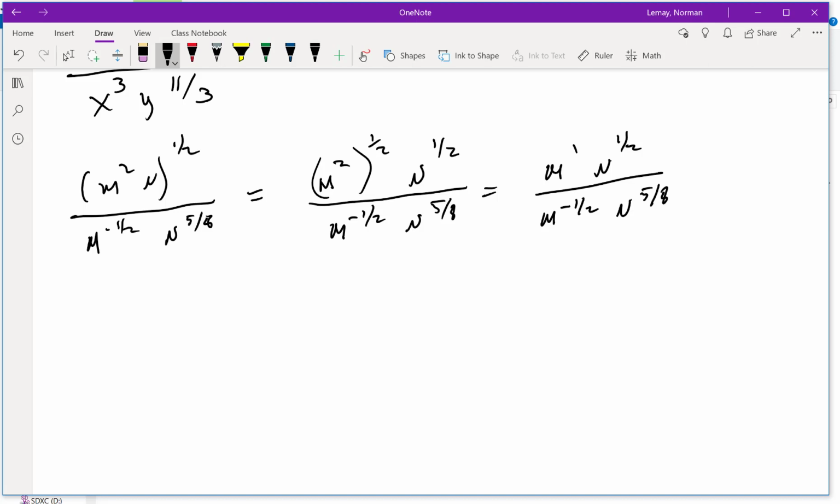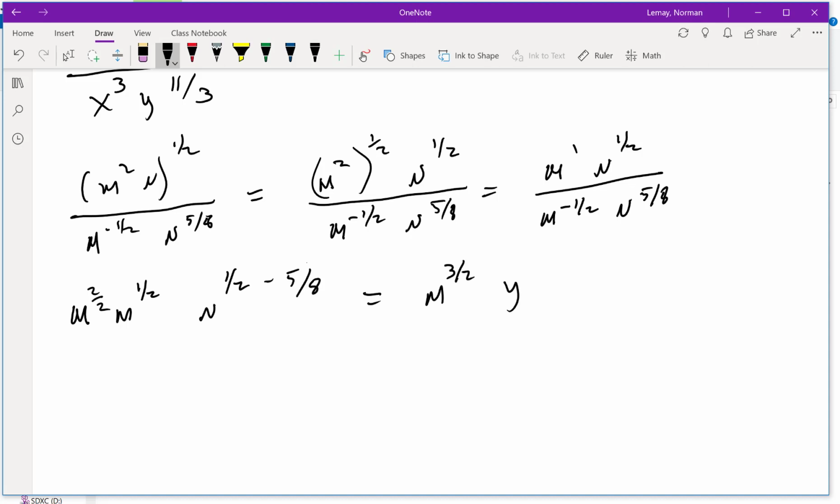So let's work with the m's. I'm going to do the m's first. Notice this is m to the 1/2. If it's negative down here, I'm just going to bring it to the top and make it positive. Let's just do them both. n to the 1/2 minus 5/8 power. Notice here that this is m to the 2 over 2, so that's m to the 1, because I've got to add the exponents. So I end up with m to the 3/2 power.